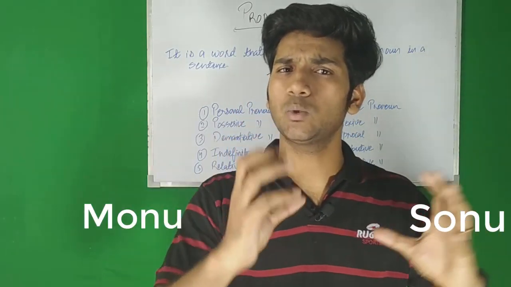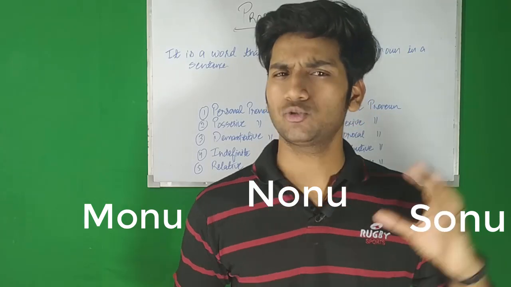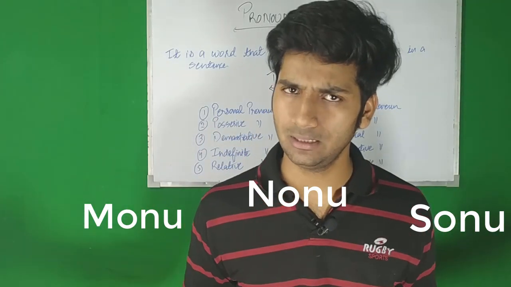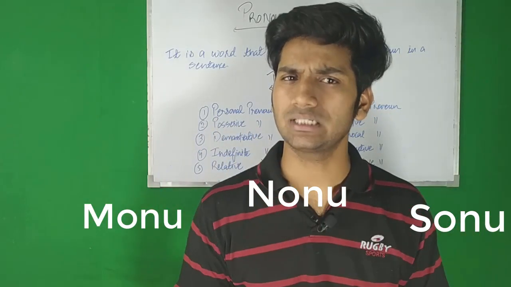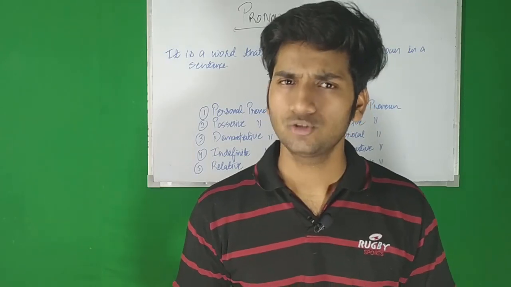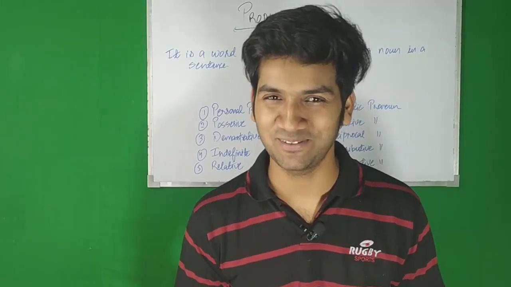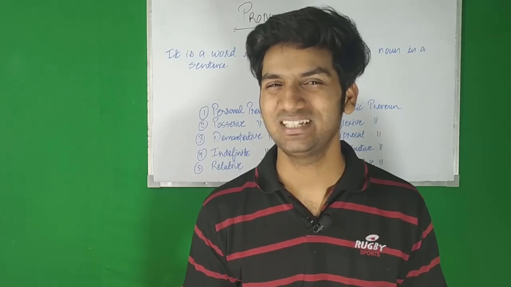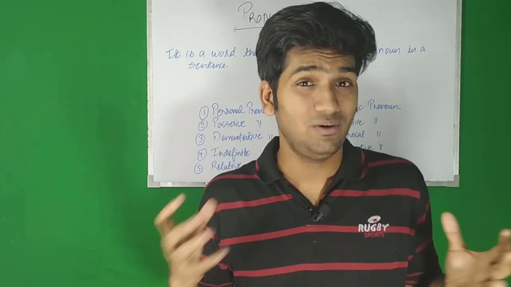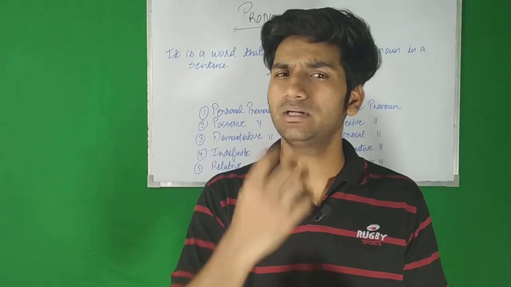Sonu, Monu and Nonu are best friends, alright? So Sonu, Monu and Nonu meet after a long time. Sonu, Monu and Nonu decide to go to a bar and party. So Sonu, and now you really wanna kill me, right? I really am annoying you now. Yeah, I am. See, it's very annoying when you use a noun over and over again, right?